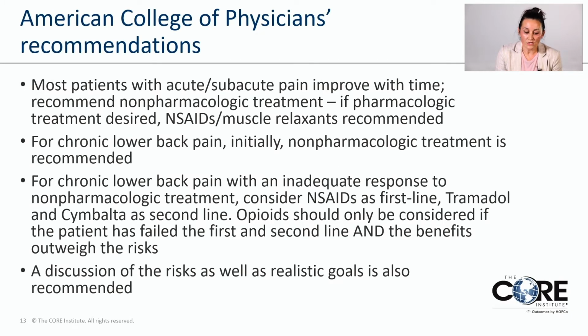So the American College of Physicians recommends that most people who have acute to subacute pain, it will improve with time. I believe the last study I read said 83% of lower back pain gets better with physical therapy. A lot of times when you first injure your back, physical therapy is recommended, as well as some type of anti-inflammatory. For chronic lower back pain, so lower back pain that you've tried physical therapy and it didn't improve with some help with anti-inflammatories, then we move on to the other treatment options.